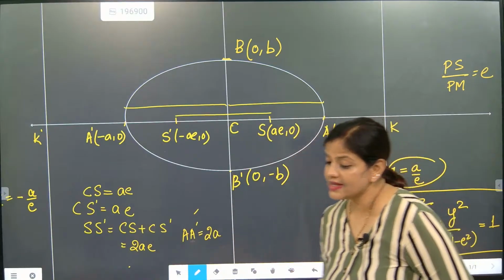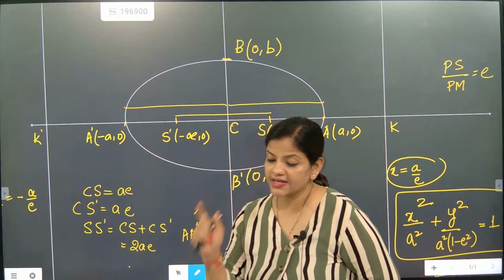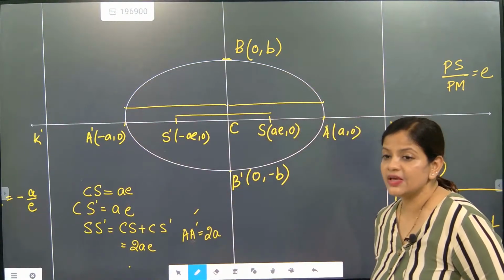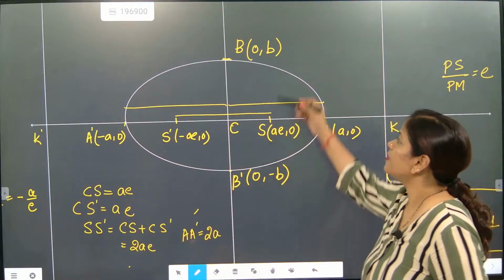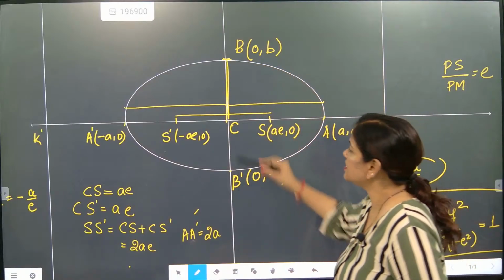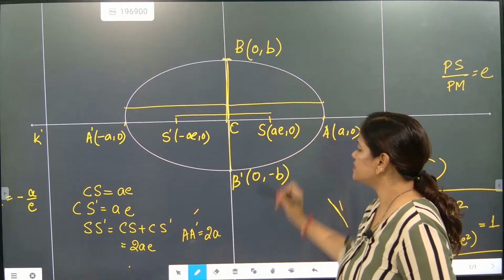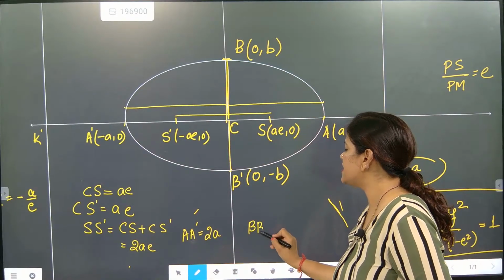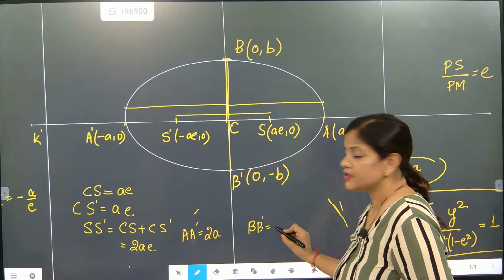This is called the semi-major axis. What is it called? Semi-major axis. Now beta, what is this distance? This distance is B. So what is the distance between B and B dash? It will become 2B.